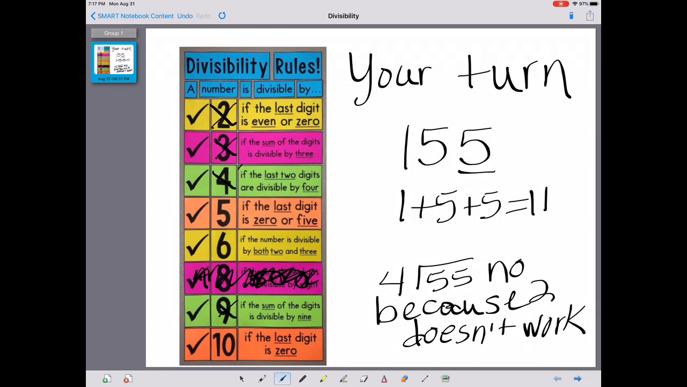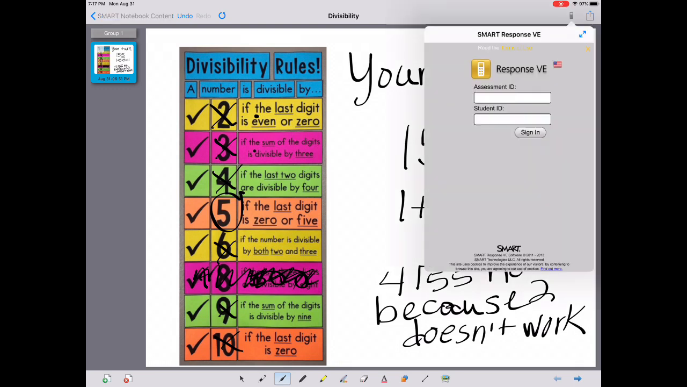Then we're going to try the 5 rule. It ends in a 5 or a 0, so 5 is a yes. 6 rule, no, because neither 2 nor 3 work, and they both have to. 9, I tried when I tried 3, and 9 doesn't go into 11, so that's a no. And 10, it ends in a 5, so that doesn't work.